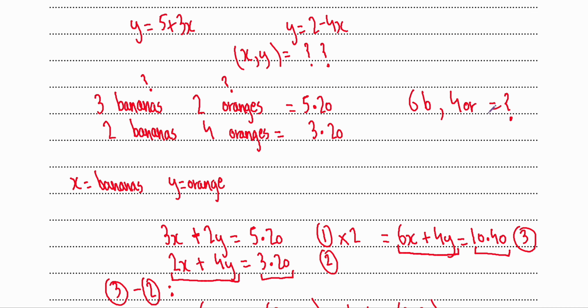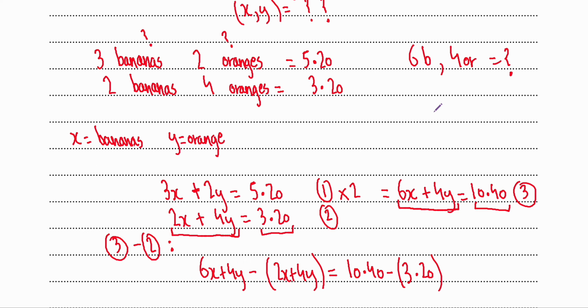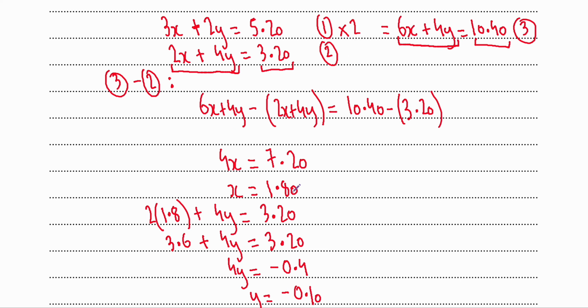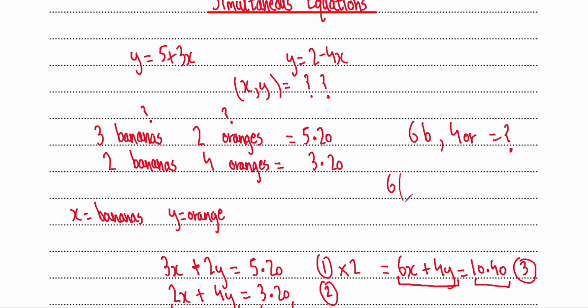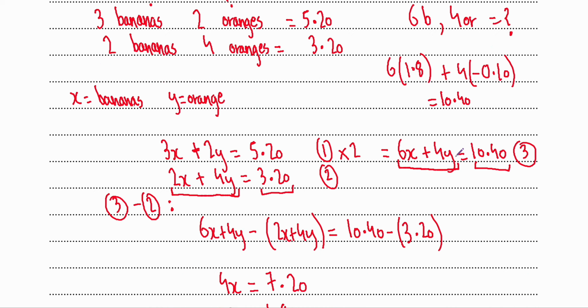So if you bought 6 bananas and 4 oranges, let's say that was a discount, right? So you would do 6 times, how much is a banana? It's 1.8, plus 4 times, how much is an orange? It's negative $0.1. See, 6 times 1.8 is 10.8, and then minus 0.4 is 10.4. So you end up paying $10.40 for 6 bananas and 4 oranges.